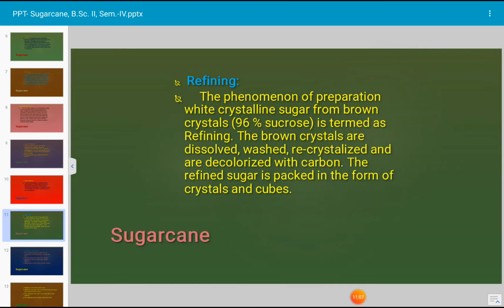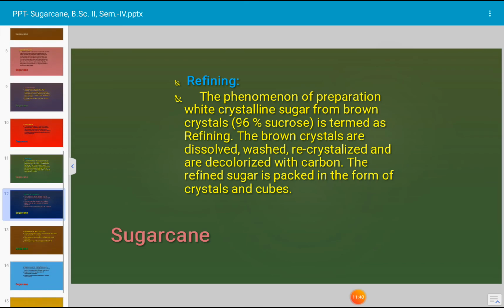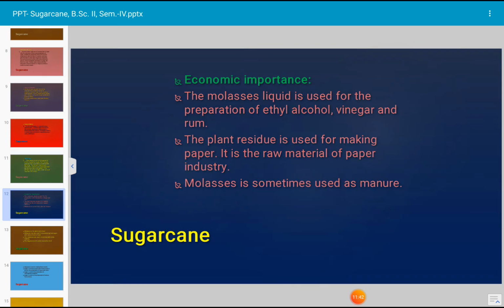Refining. The preparation of white crystalline sugar from brown crystals, that is 96% sucrose, is termed as refining. The brown crystals are dissolved, washed, re-crystallized and decolorized with carbon. The refined sugar is packed in the form of crystals and cubes. Okay, this is the refining process. Let us see the economic importance of sugarcane.